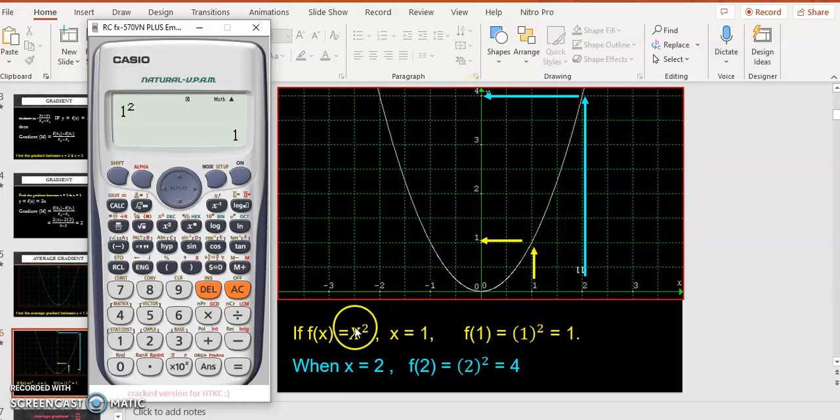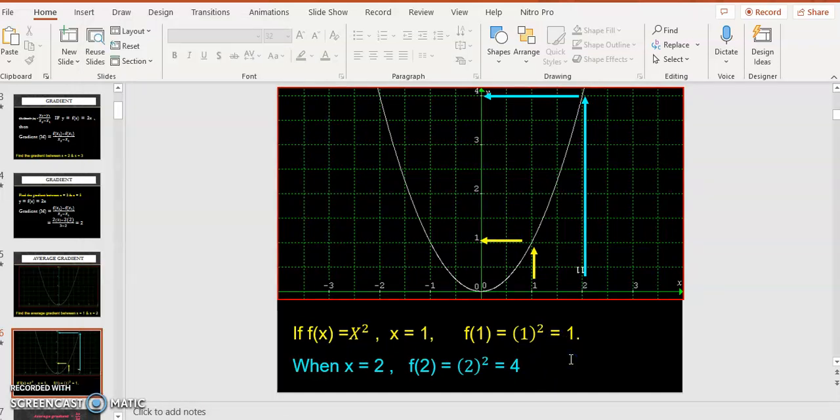If you are using the formula, you substitute x to be 2 here. So 2 squared. And what is that going to give us? 2 squared is what? 4. So 2 squared is equal to 4. We have that. Okay. Can we move on to the next slide?